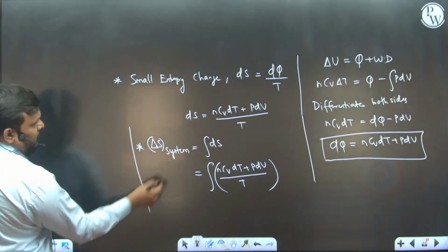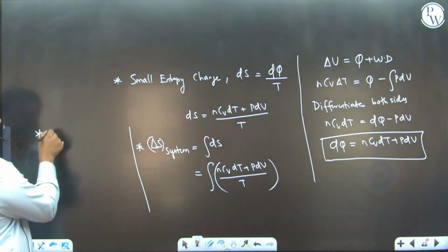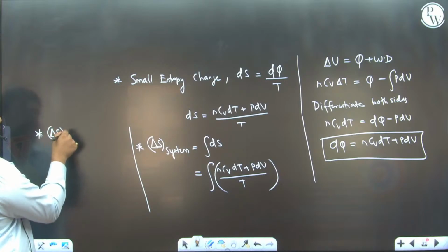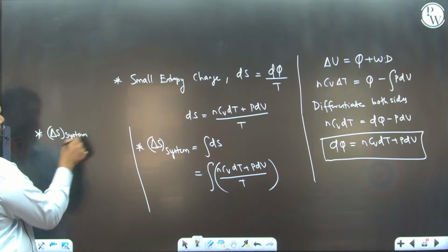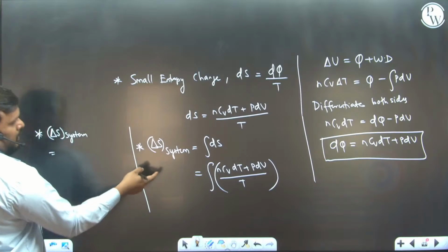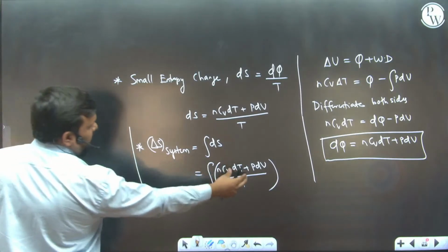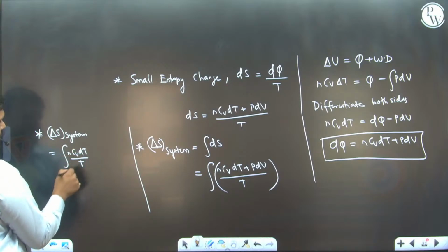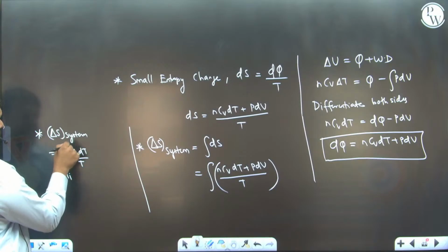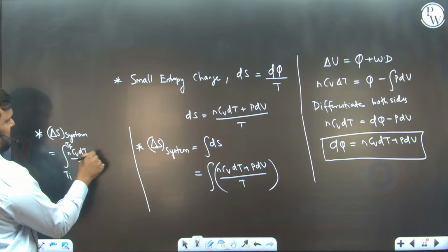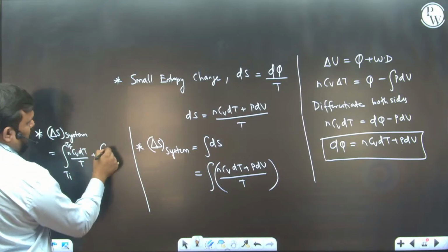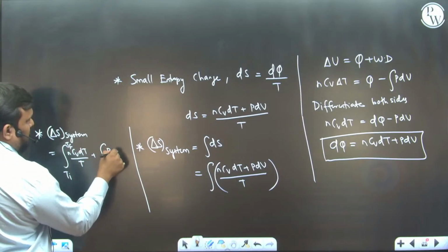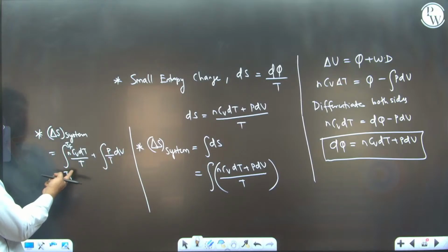So let us see what we are getting. Delta S, the entropy change in the system, will be equal to, let us break it down: integral of nCv dT upon T, limits T initial to T final, plus integration of P by T dV. See, we can integrate this because with dT we are having the T term.